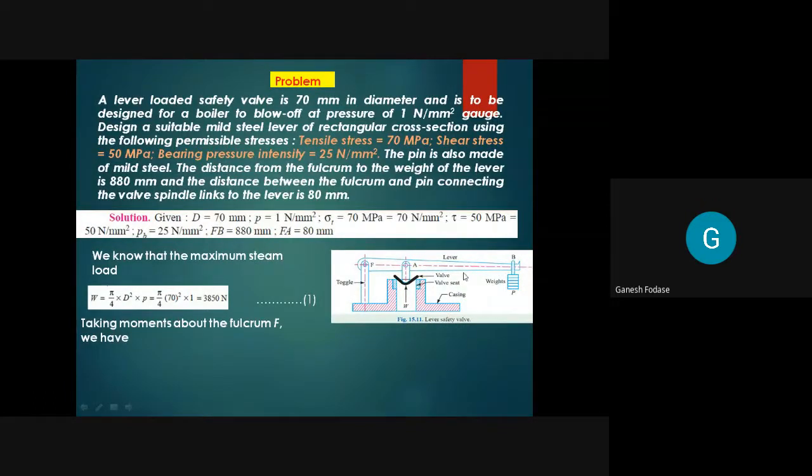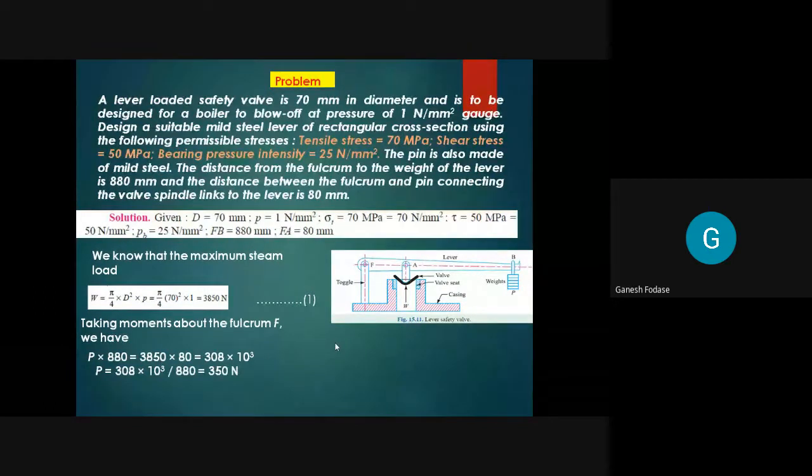Let's assume it is clockwise, and then W will be anti-clockwise. So minus W into how much? Distance 80. So P into 880 minus W into 80 gives you the value of P. Find it out. 349.09 Newton. Okay, 350 Newton approximately. So this is the P value.